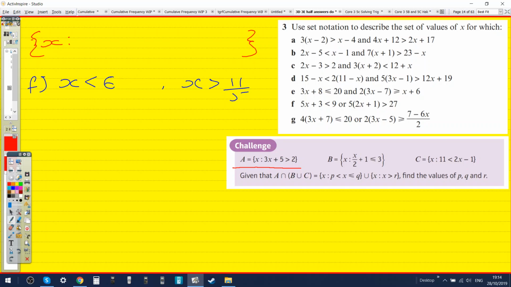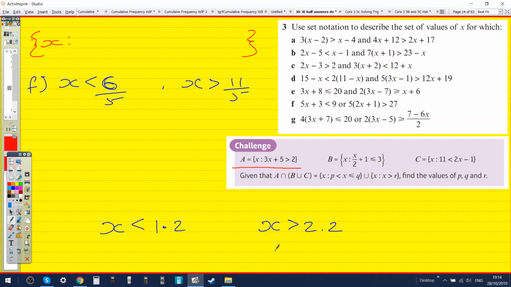Any idea how you do that in set notation? So 6 divided by 5 is 1.2. Right. And 11, so, oh wait, does that actually matter or not really? No. Okay. X is greater than 2.2, is it?